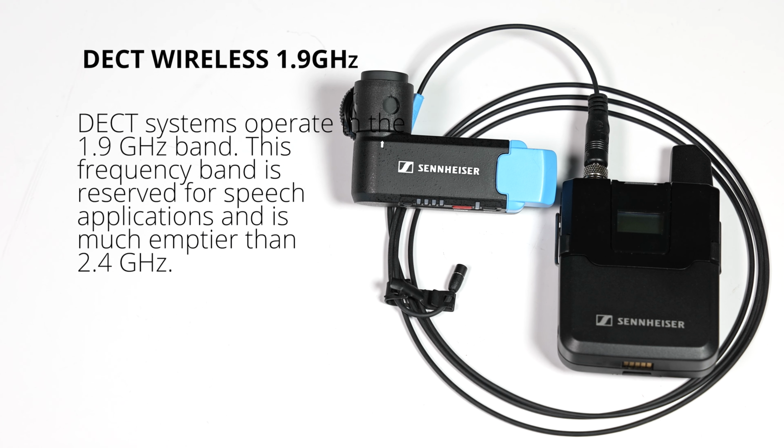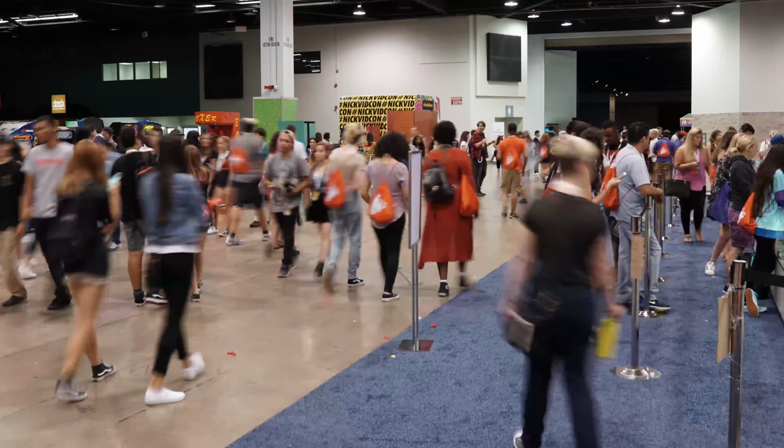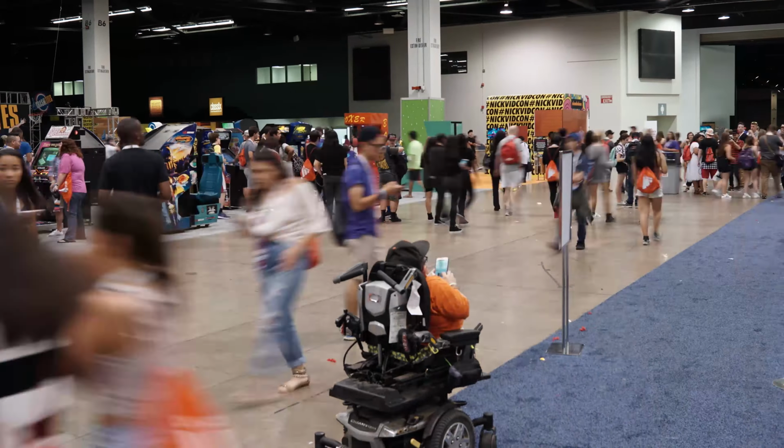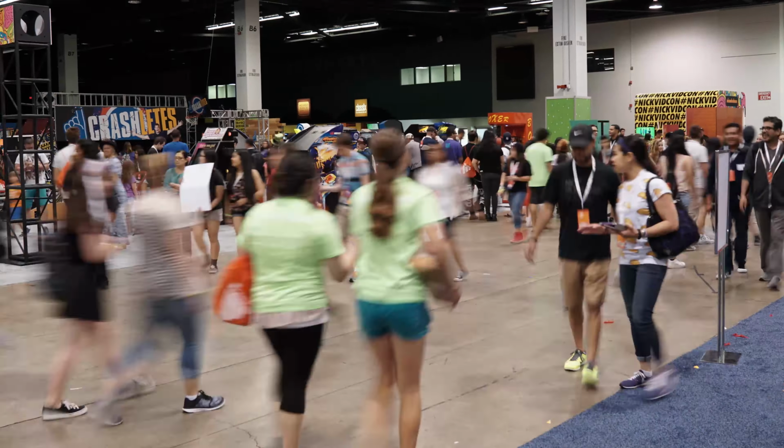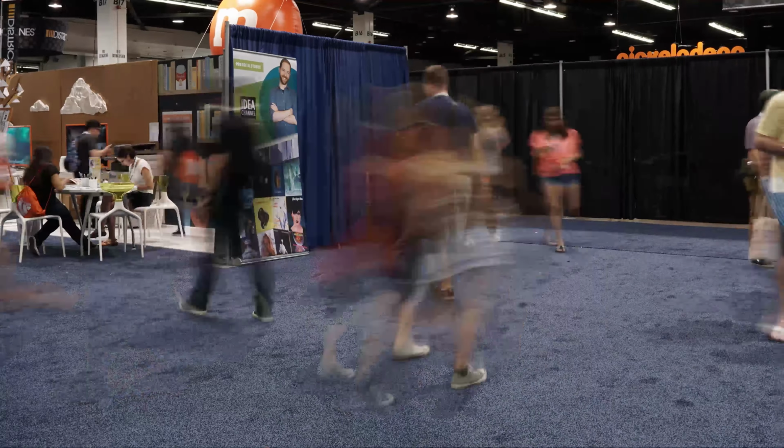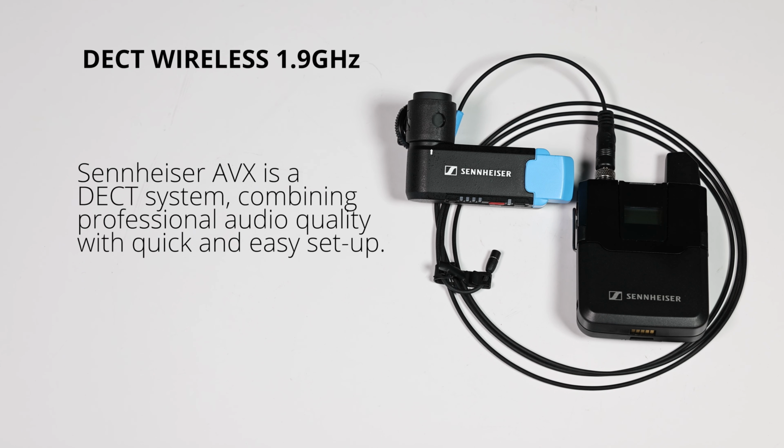DECT systems operate in the 1.9 GHz band. This frequency band is reserved for speech applications and is much emptier than the 2.4 GHz. For example, you may get away with 1.9 GHz even at a busy trade show, but definitely not with a 2.4 GHz setup. Sennheiser AVX is a DECT system, combining professional audio quality with quick and easy setup.